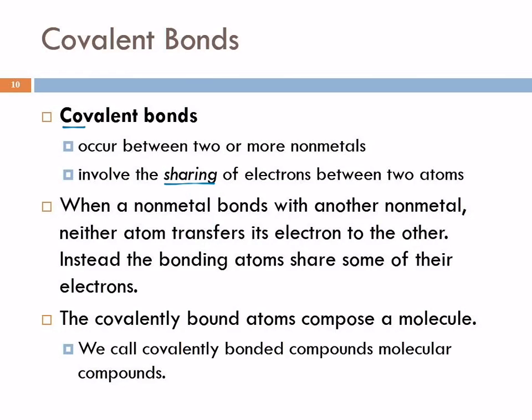So those covalently bound atoms caused by sharing the electrons form a molecule. And those compounds that have covalent bonds are called molecular compounds. Compounds formed with ionic bonds that are composed of ions are called ionic compounds.